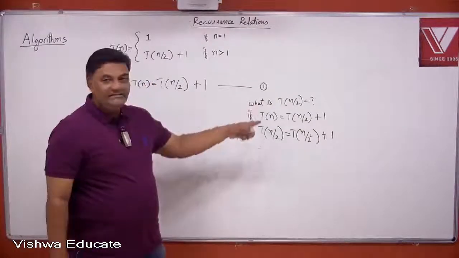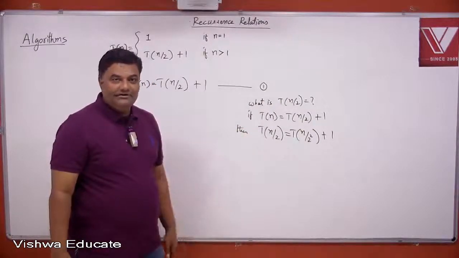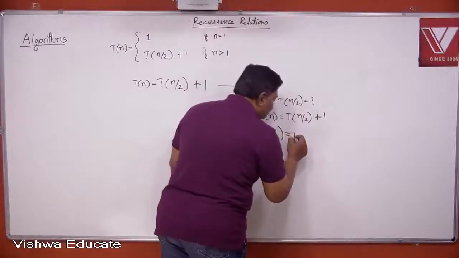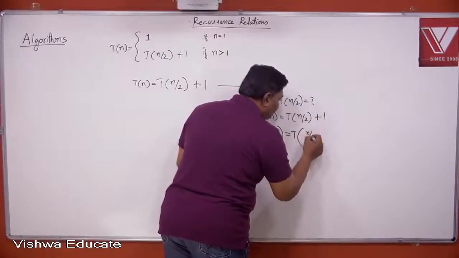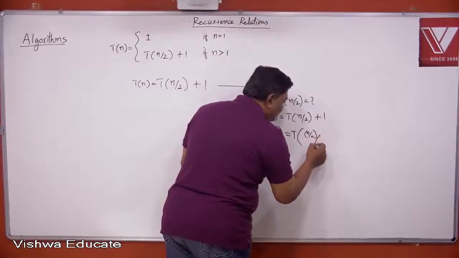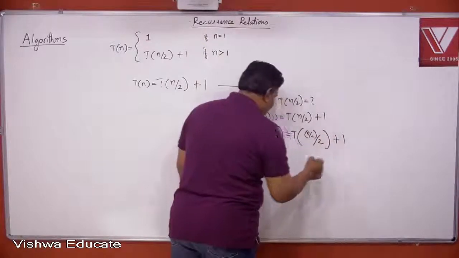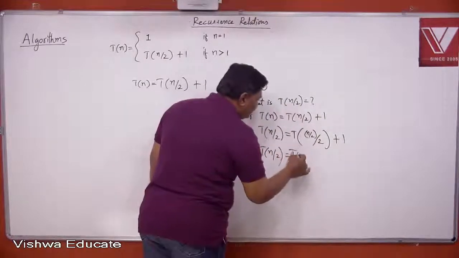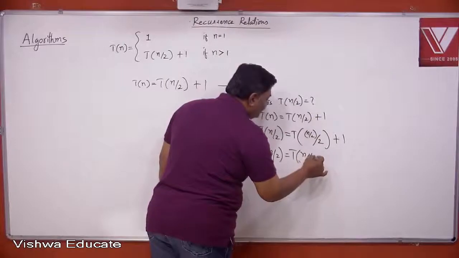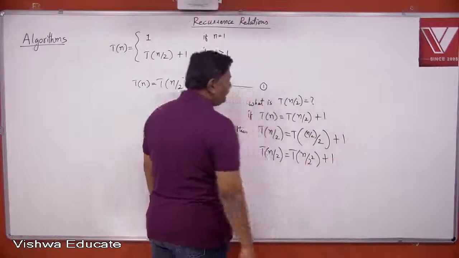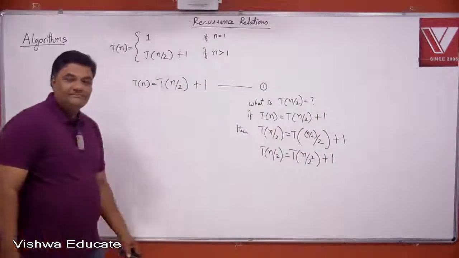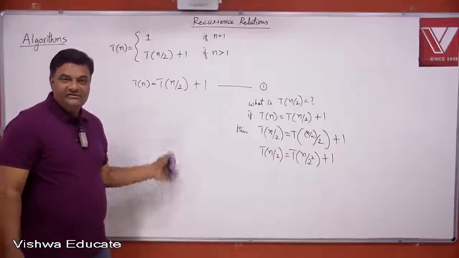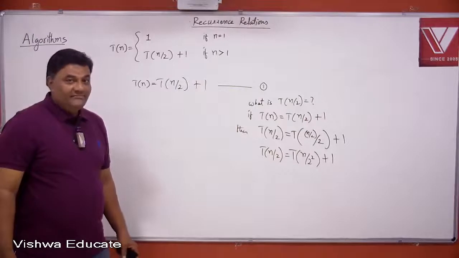Right? This is very important. So I'll elaborate it. T(n/2) is equal to T(n/2 squared) plus 1. This is important. If you understand this, then that is enough. The rest, you can easily follow. This is an important topic.